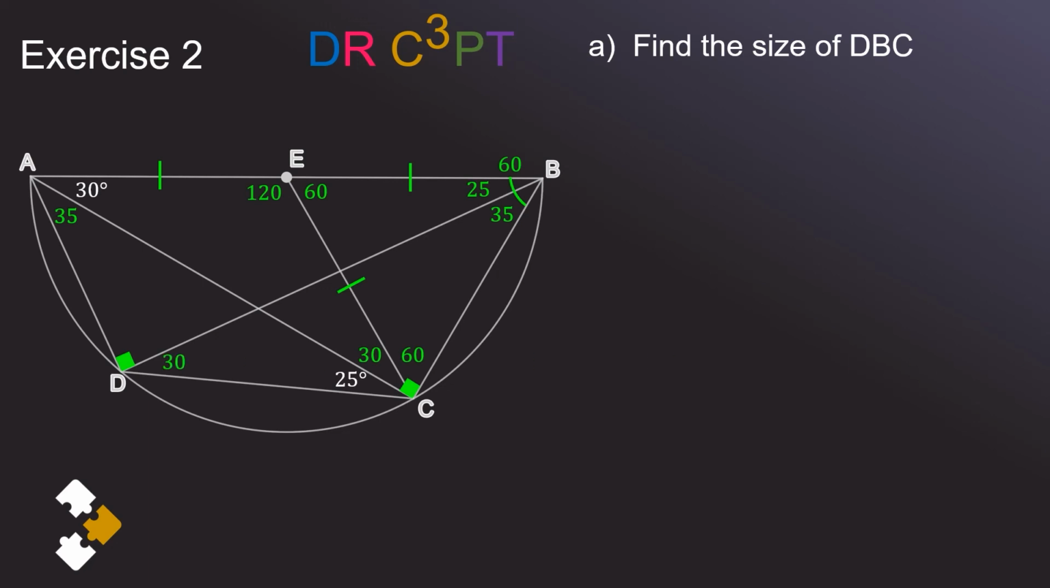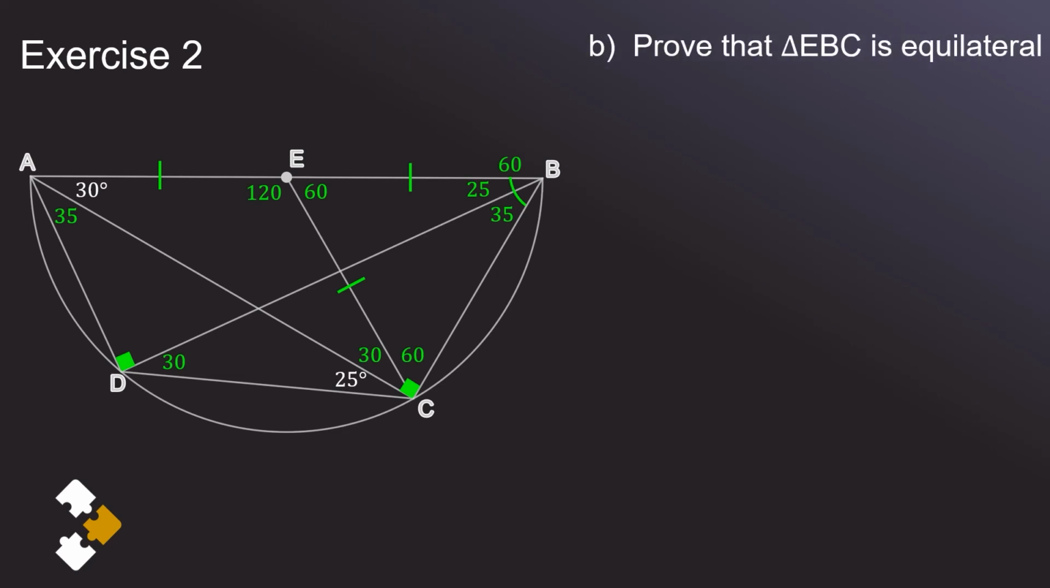And then we can again use angles in the same segment because CB subtends CAB, and CB also subtends CDE and CDB, and so those angles are both 30 degrees. So we found the angle that we were trying to find. We've proven that we've got an equilateral triangle, and that is again a fantastic application of Dr. Kepler.